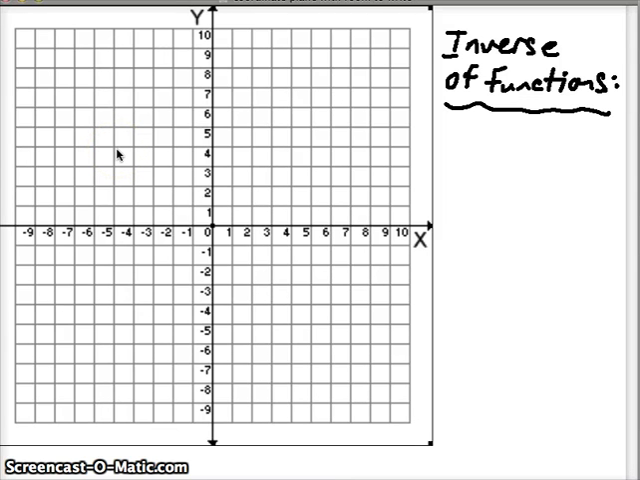In this video, we're going to be learning about inverses of functions. We're going to start off looking at what it looks like in graph form. So if I have a function, we could call it f of x or just y equals. Those are the same thing, remember?